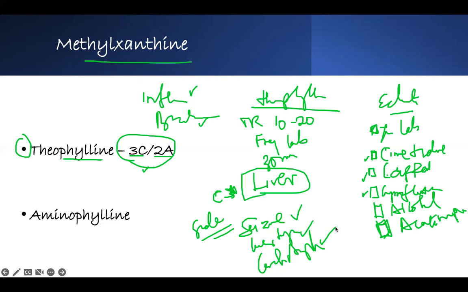You have to make sure you check lab for the liver function, and then therapeutic range, and the side effect is a seizure, cardiac, and liver injury.